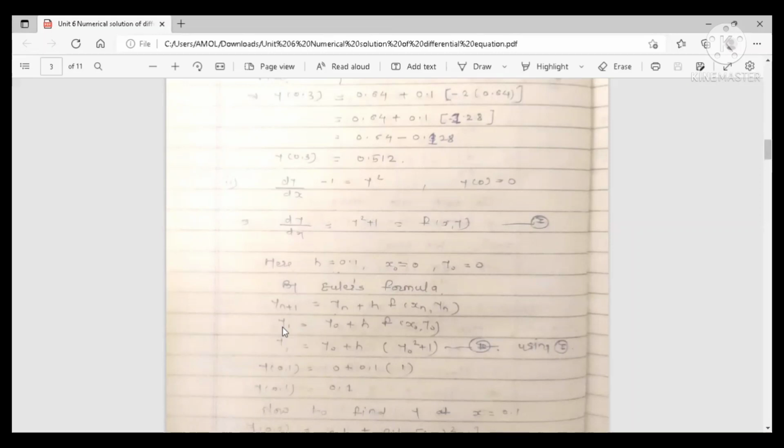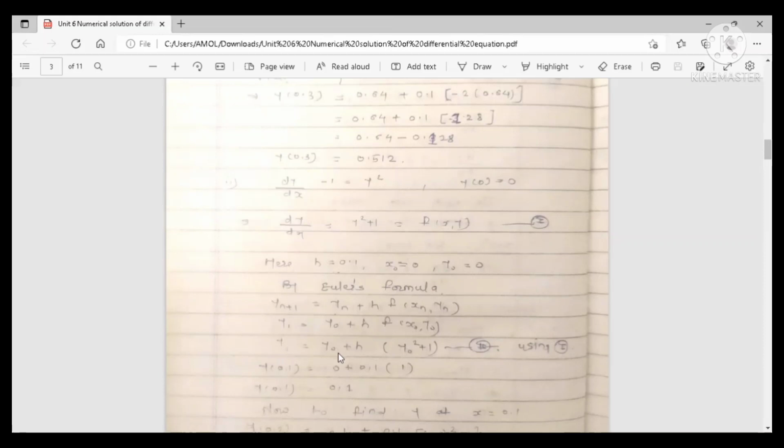Now see, what is x naught? x naught is 0, plus h. x naught plus h is 0.1. We are going to find the value of y when x is 0.1. x naught plus h is our next value of x. So here the first approximation is y1 is equal to y naught plus h into f of x naught, y naught. This is from the generalized formula of Euler's method.